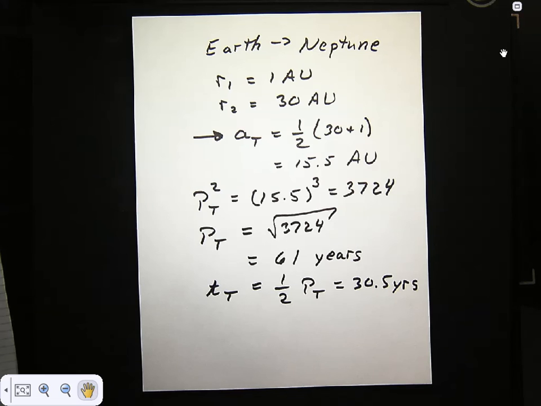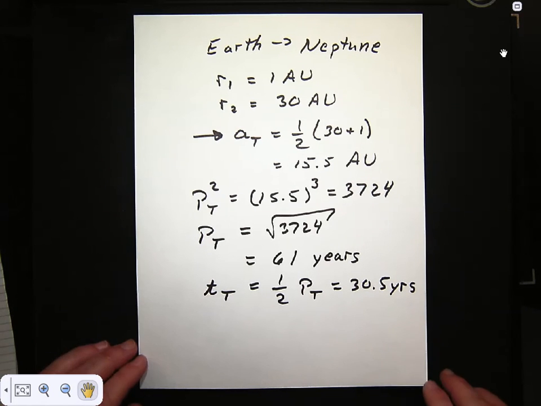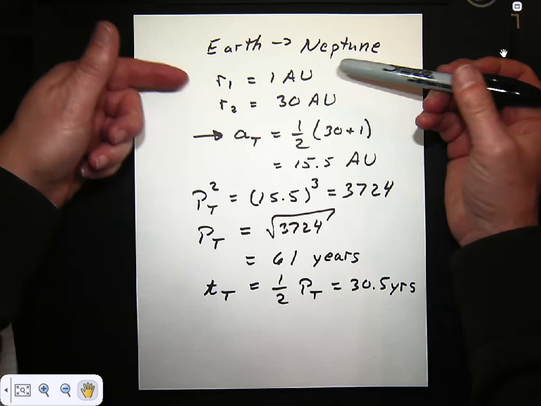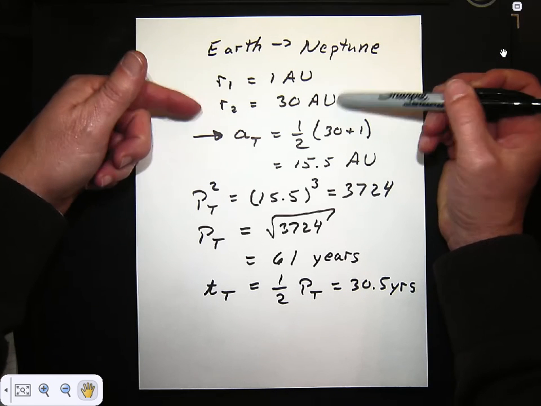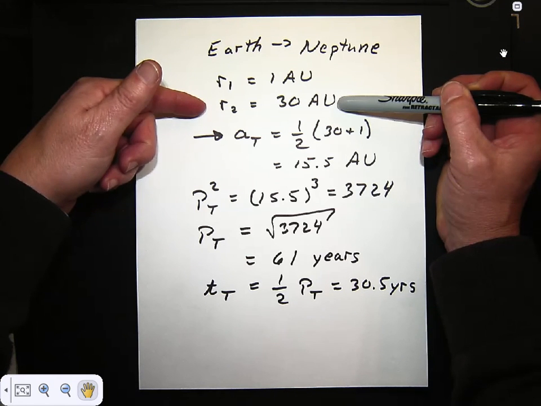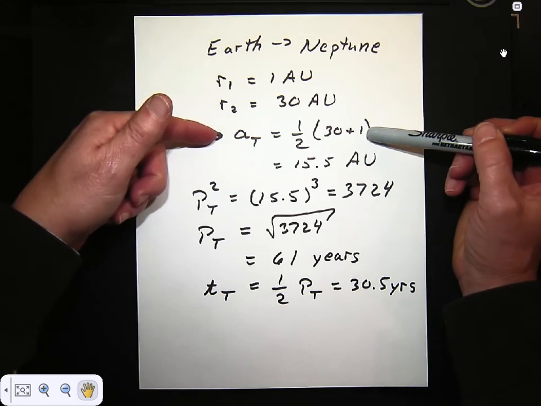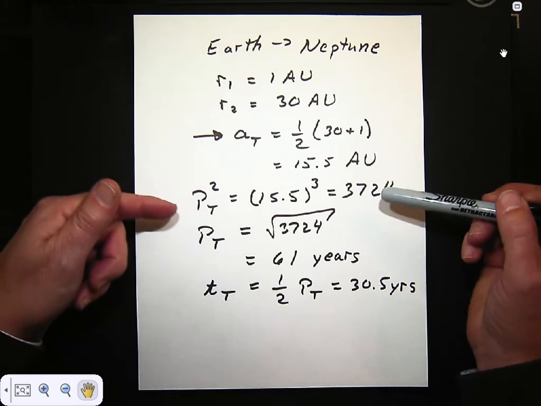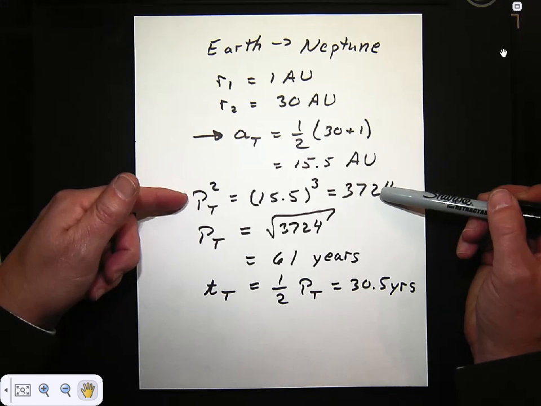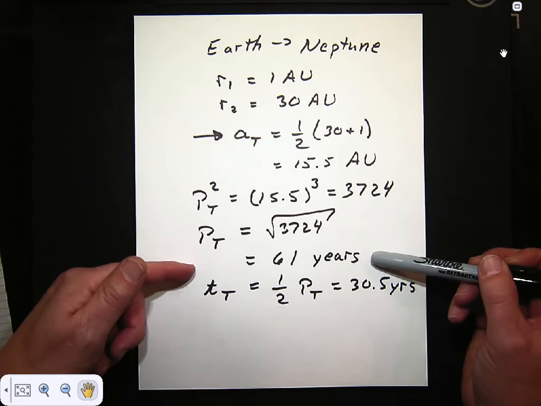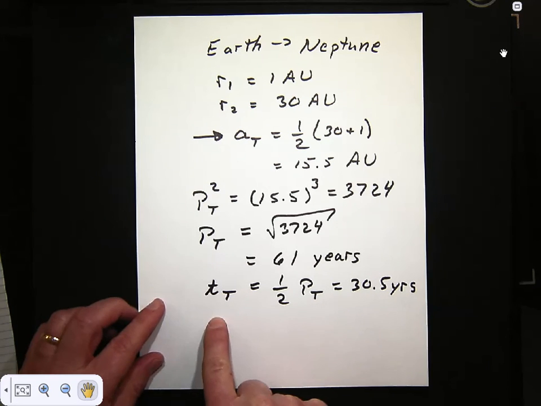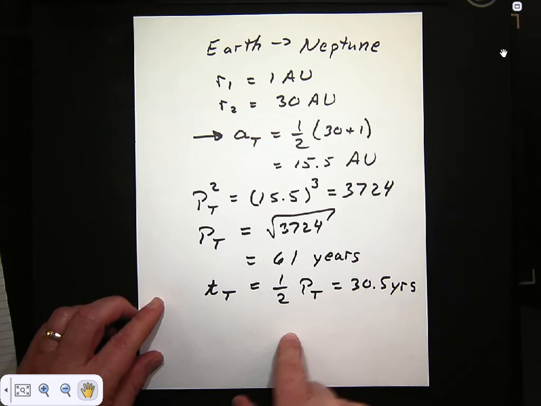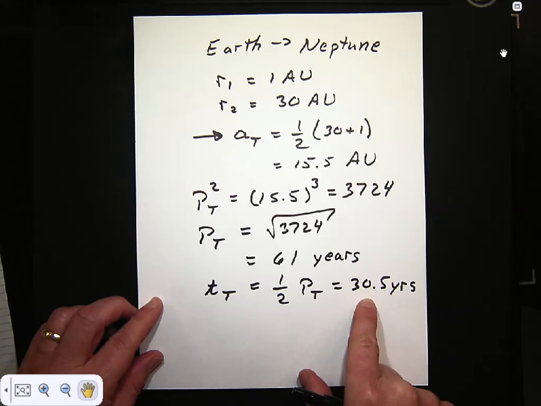So all examples of transfer orbits basically work like this. You have to be told what the two planetary orbits are, the radii of those circles. You can then get the semi-major axis value for them. You can figure out the period from Kepler's third law. Then when you take half that value, you get the transit time from one to the next. This is the same amount of time it also takes to come back.